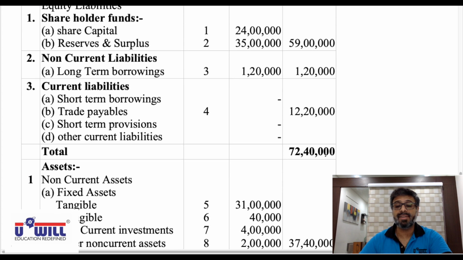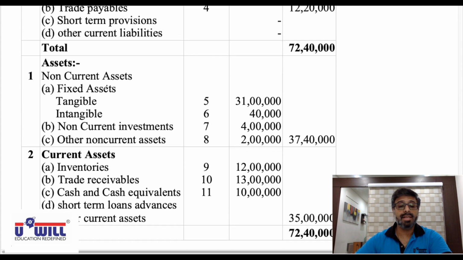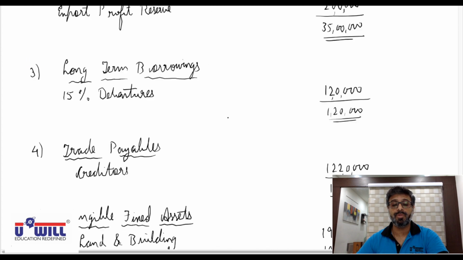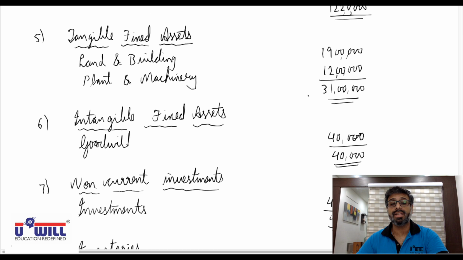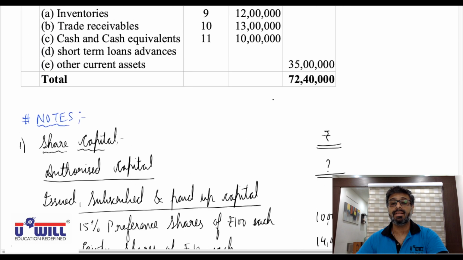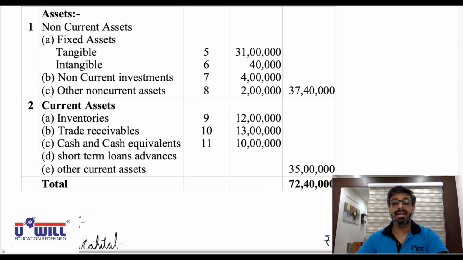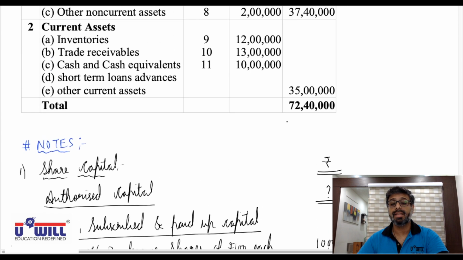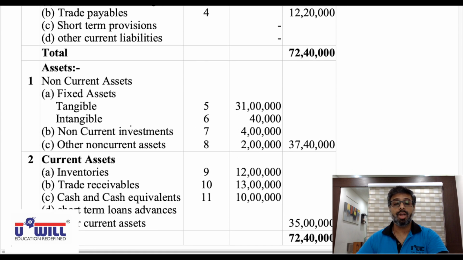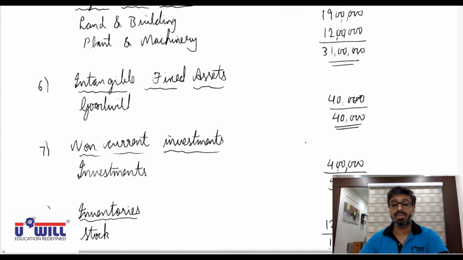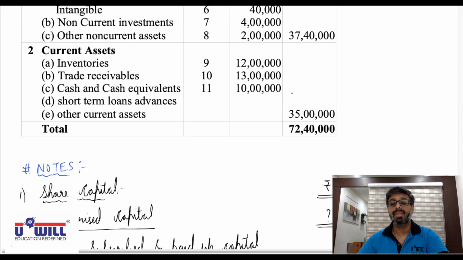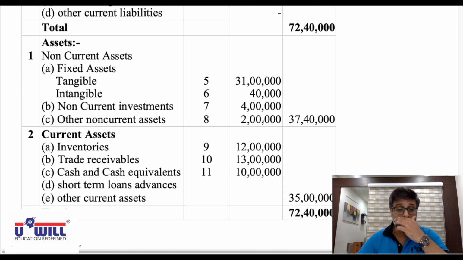Total of liabilities 72,40,000. Asset side, non-current assets, fixed assets. In that, tangible fixed assets we have done in note 5. You all can see here 31 lakhs. That will come in the balance sheet. Intangible fixed assets, that goodwill is there of 40,000, note 6. That will come in the balance sheet. Non-current investments as per note 7, you all can see 4 lakhs. That will come in the balance sheet. Then other non-current assets and long-term loans and advances we don't have.